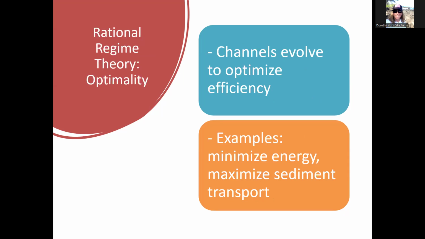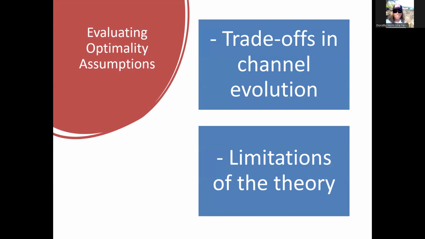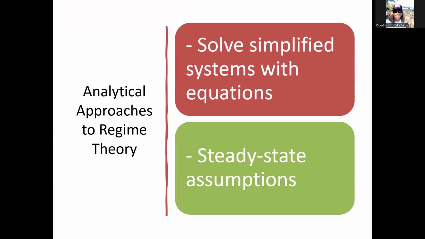Everyone really feels like channels evolve on their own. I know when Dr. O'Hara talked about this, she said the river wants to go this way, it wants to go that way. It's trying to move as much sediment as possible with the least amount of energy. So there's all kinds of assumptions, right? So is there a trade-off in evolution of channels? We don't know, right? There's limitations of each theory.